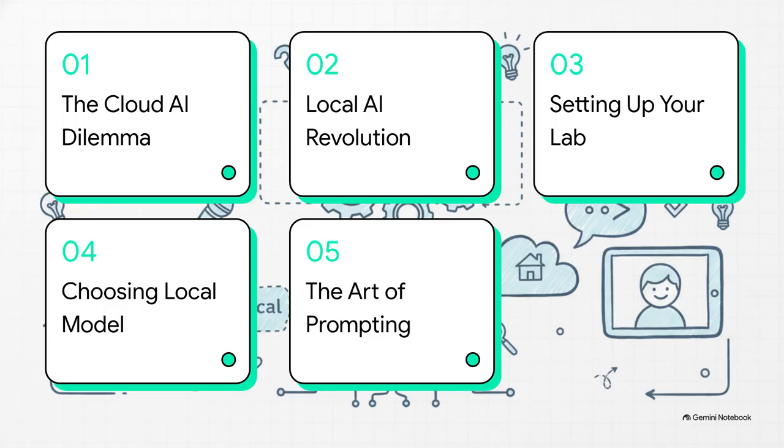So here's our roadmap for today. First, the cloud AI dilemma. Second, the local AI revolution. Third, setting up your lab. Fourth, choosing your local model. And finally, the art of prompting.